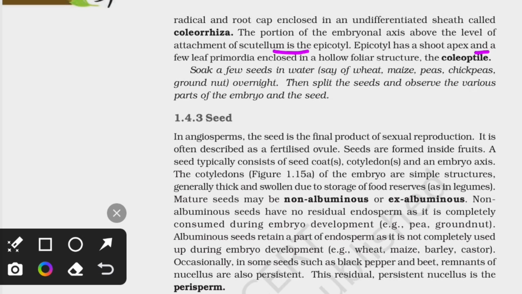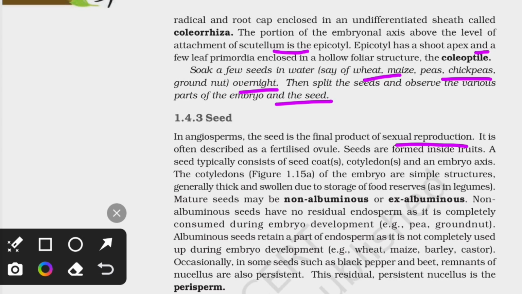Soak a few seeds in water, say of wheat, maize, pea, chickpea, groundnut, overnight. Then split the seeds and observe the various parts of the embryo and the seed. In an angiosperm, the seed is the final product of sexual reproduction. It is often described as a fertilized ovule. Seeds are formed inside fruit.